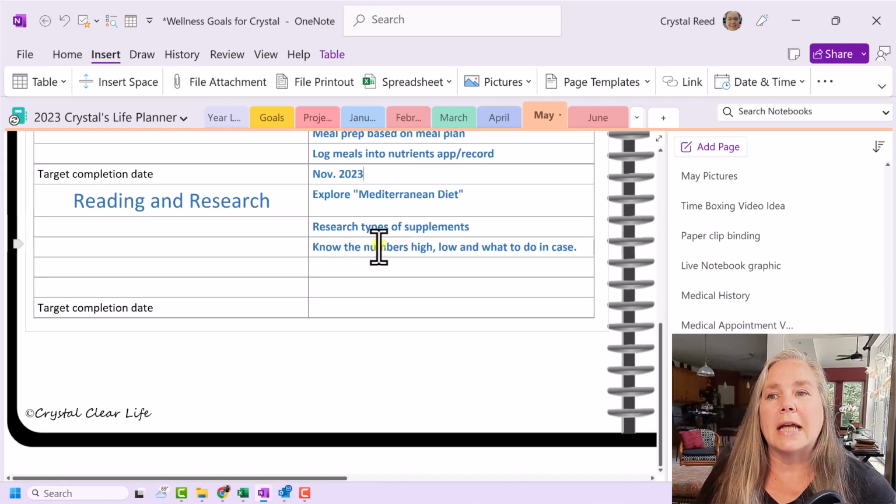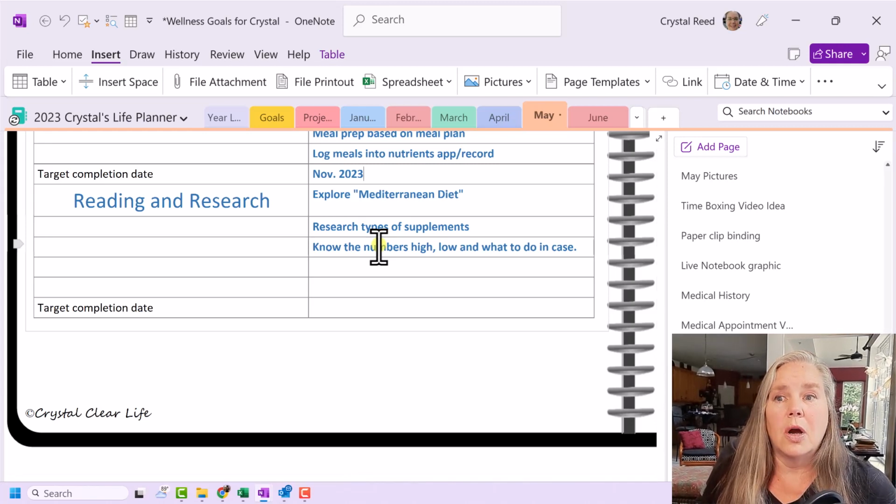Okay. And the last one that I have here is to make sure that I know the numbers. What is high blood sugar? What is low blood sugar? And what do you do in case of either one of those things? There are certain ways that you treat yourself if your blood sugar is too high, and there are certain ways to treat yourself if your blood sugar is too low.